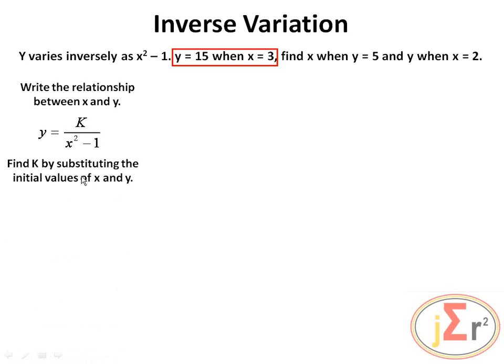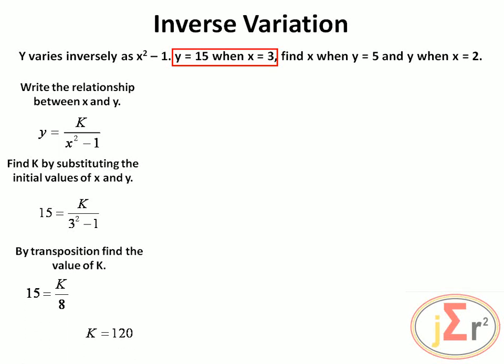Find k by substituting the initial values of x and y. Of course, after substituting, 3 squared minus 1 is 9 minus 1, which is equal to 8. So multiply 15 by 8. K is equal to 120. After finding the value of k, we are required to find the value of x when y is equal to 5.